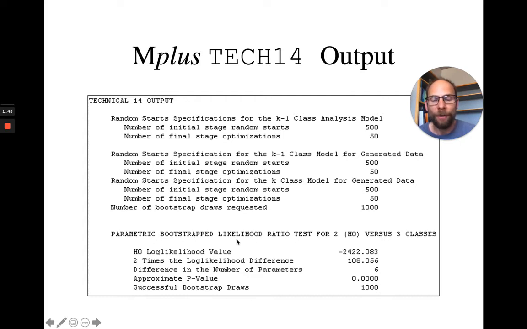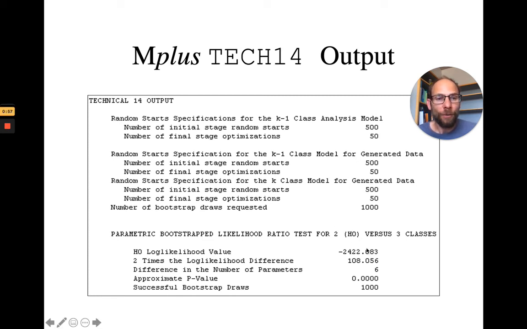And then at the bottom you get your results of your likelihood ratio difference test for 2 classes, that's the null hypothesis, versus 3 classes. You can see that the likelihood ratio difference value, which is called here 2 times the log likelihood difference, was 108. The degrees of freedom was given as 6. That's the difference in the number of parameters between the 2-class and the 3-class model in this case. And so that value was highly significant, as indicated by the very small approximate p-value of 0.0000 something. So the null hypothesis can be rejected. The 3-class model does fit better than the 2-class model. Mplus calls this an approximate p-value because it's based on the bootstrap, so it's a bootstrapped or simulated p-value.